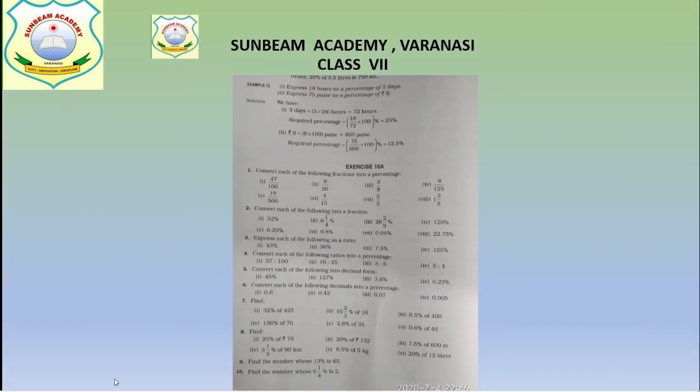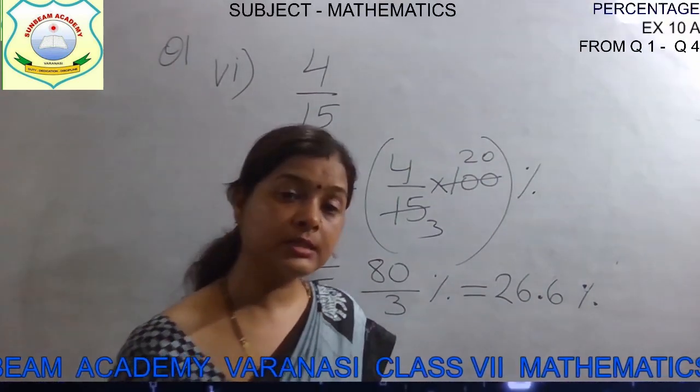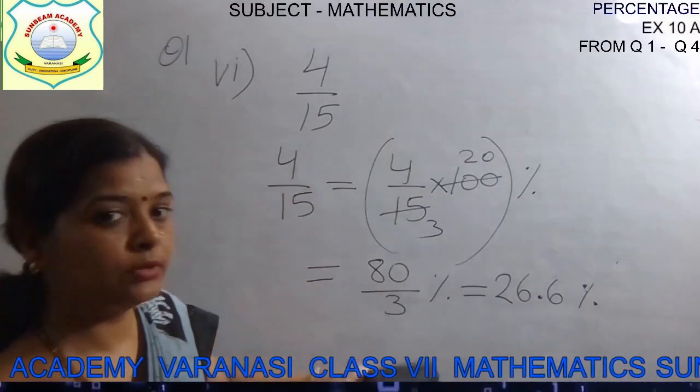Next question is question number 8. It is in mixed fraction, children. Is it tough? Come on, tell me. Is it tough, children? No. Then how can you find it? You can find it by changing it into an improper fraction. 1 whole 3 by 5. 1 whole 3 by 5. We will convert this mixed fraction into improper first, and then we will follow the same process.